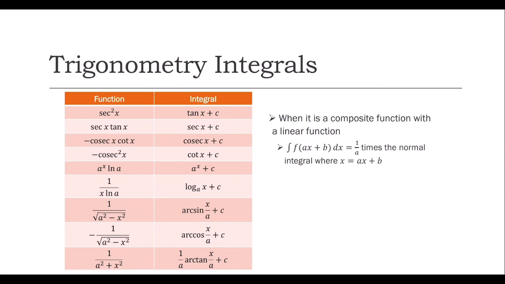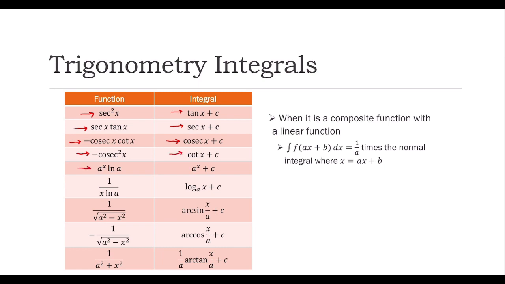So next we have our trigonometry integrals, which are basically our derivatives, but flipped. So we have our integral of secant squared of x dx is tangent of x plus c. The integral of secant of x times tangent of x is secant of x plus c. The integral of negative cosecant of x cotangent of x is cosecant of x plus c. The integral of negative cosecant squared of x is cotangent of x plus c.